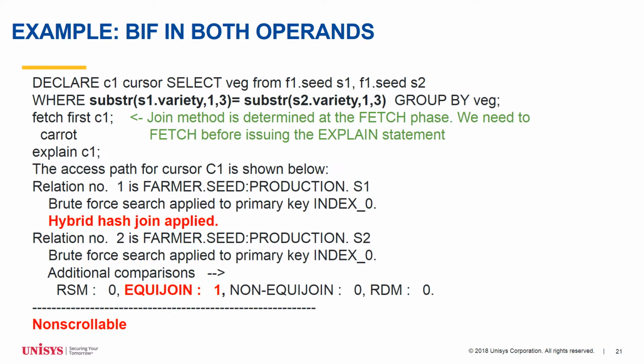The join method is determined at the fetch phase, so if the explain statement were issued before the fetch, the join method would not display as hybrid hash. Therefore, the fetch first is performed before the explain statement. The predicate is displayed as an equijoin predicate, and in this case, there is only one join predicate.